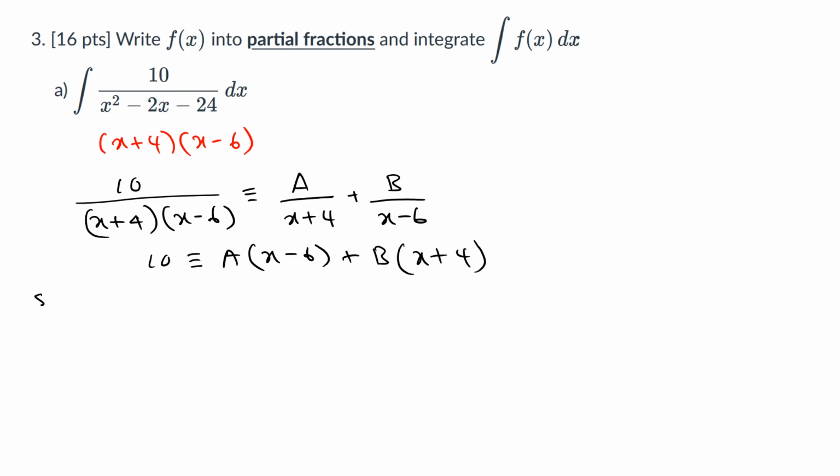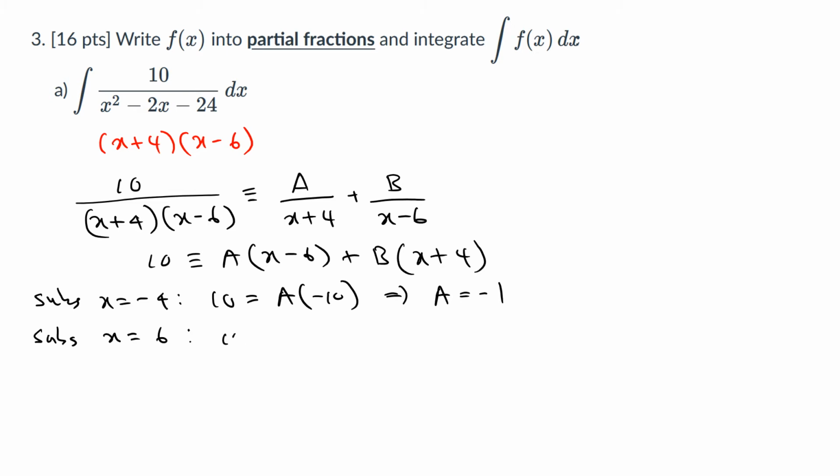Now we're going to substitute. If you substitute x equal negative 4, you get 10 equal a times negative 10 plus 0. That means a equals negative 1. And if you substitute x equal 6, you get 10 equal 0 plus b times 10. This says that b equals 1. So we get the two constants.